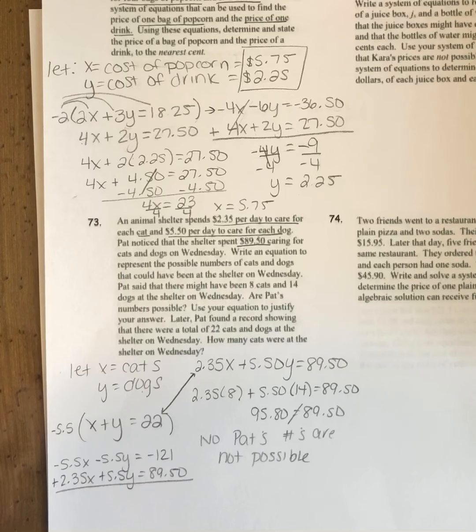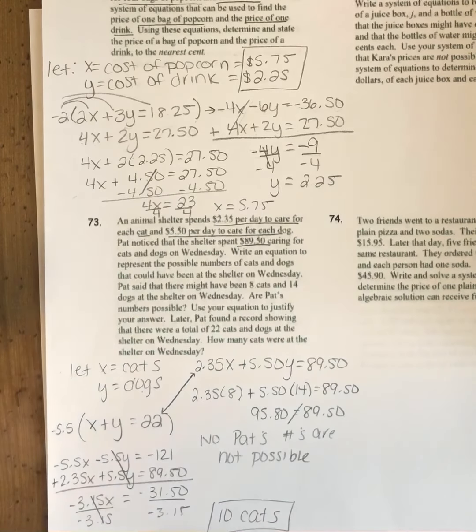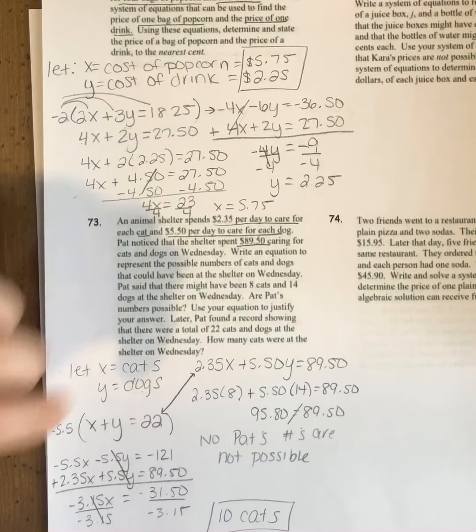If I do negative 5.5 plus 2.35, we get negative 315x. My y's will eliminate from each other like we wanted them to do. And that negative 121 plus 8950 is negative 3150. Divide by negative 315, and we get x equals 10. So there was 10 cats at the shelter on Wednesday. On to the next page.